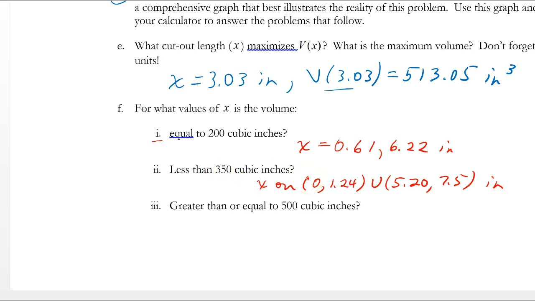Finally, the other type of question we might see is the one like in part 3. What values of x will give greater than or equal to 500 cubic inches? And for one last time, we will go back to the graph and we'll see how we can get the answers for this one.